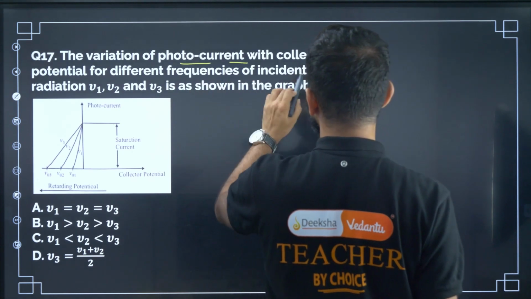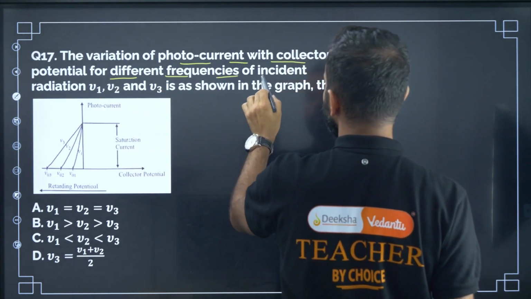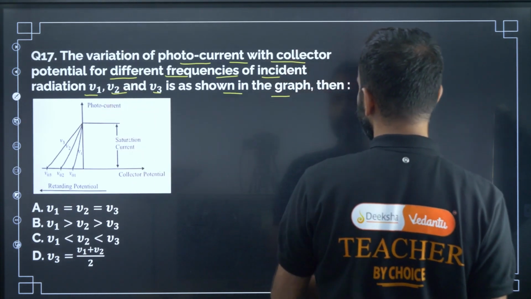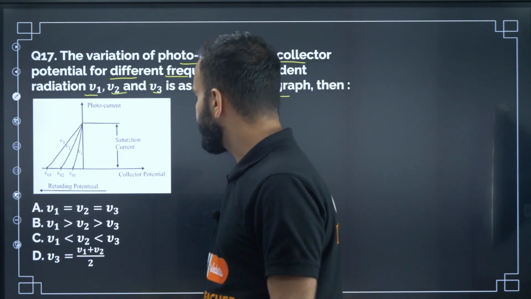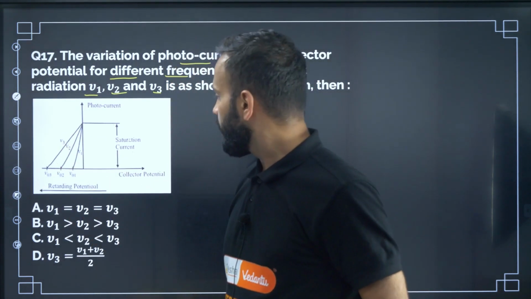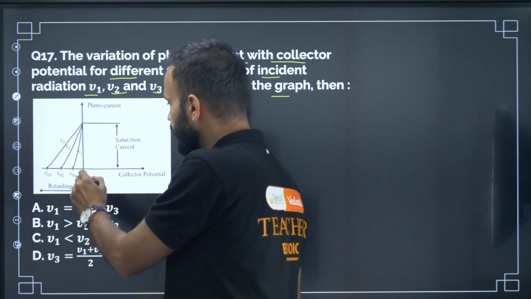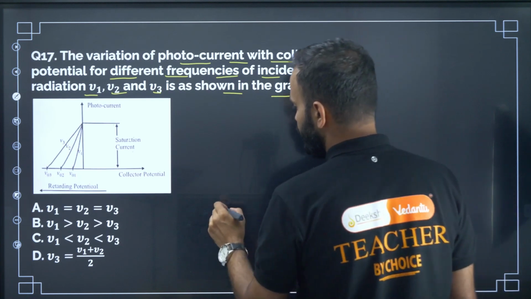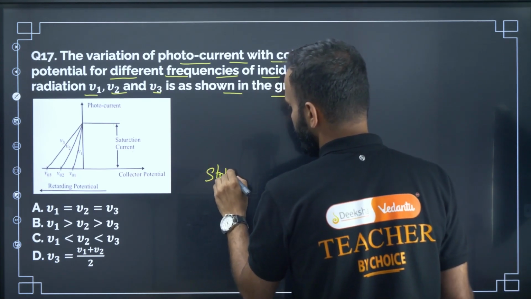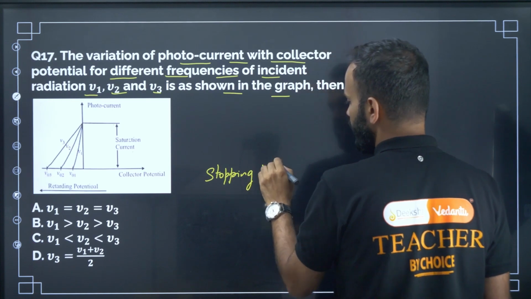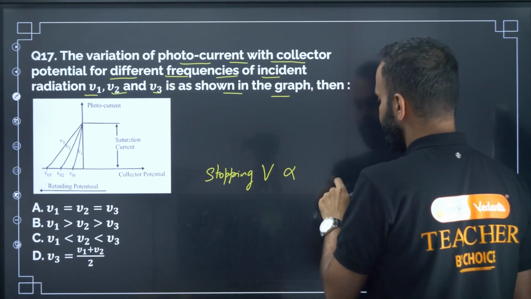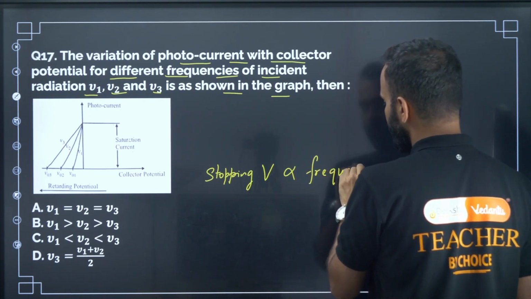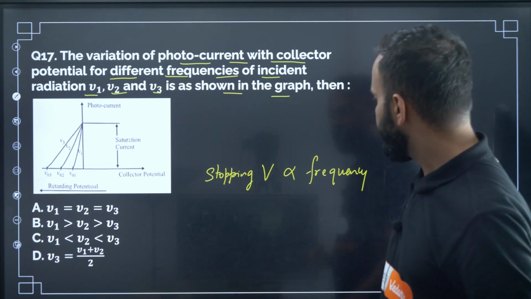The variation of photocurrent with collector potential for different frequencies of incident radiation nu1, nu2 and nu3 is shown in the graph. Then, okay, so these three are the curves, right? Nu1, nu2, nu3, right? And for these three incident radiations, the stopping potentials are V01, V02, V03, right? So we know that stopping potential V depends on the frequency of the incident light or frequency of the incident radiation, right?